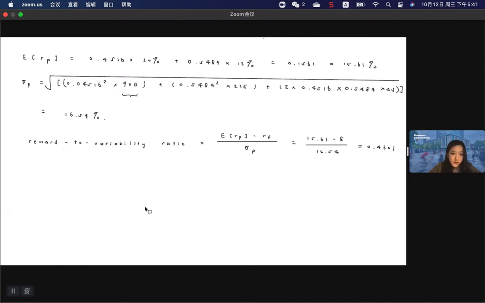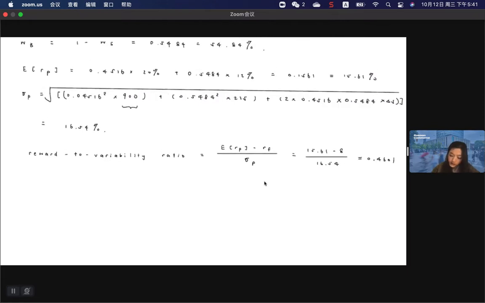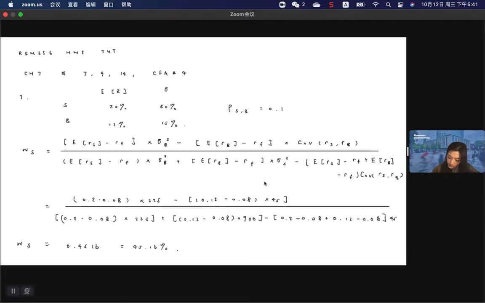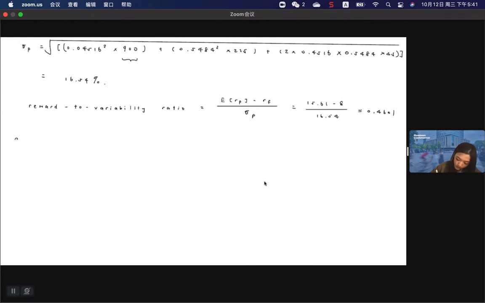Okay. So that is question 7. Next, you have question 9. Question 9 asks: you require that your portfolio yield an expected return of 14% and that it be efficient on the best feasible capital asset line. What is the standard deviation of your portfolio?